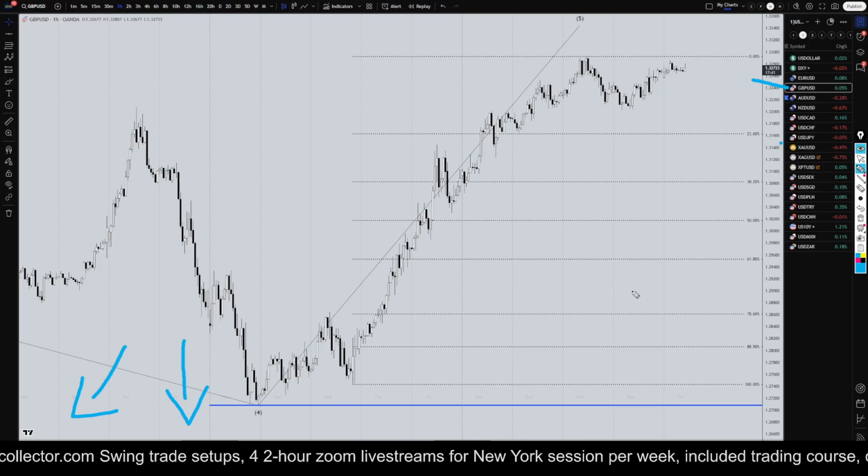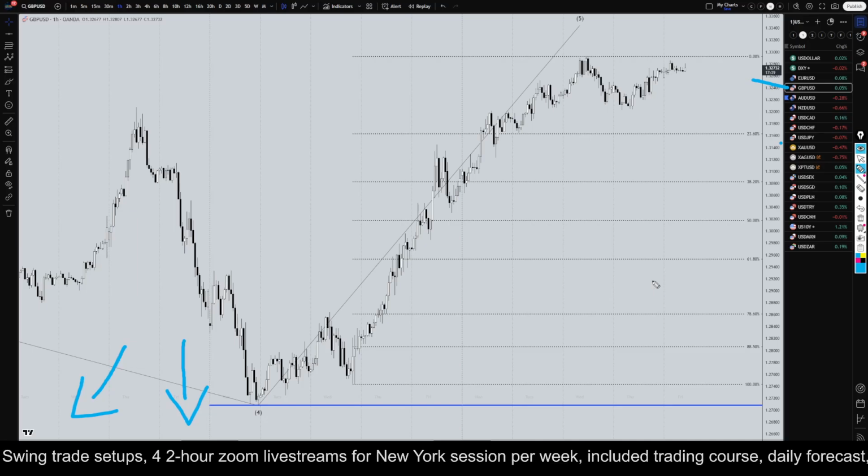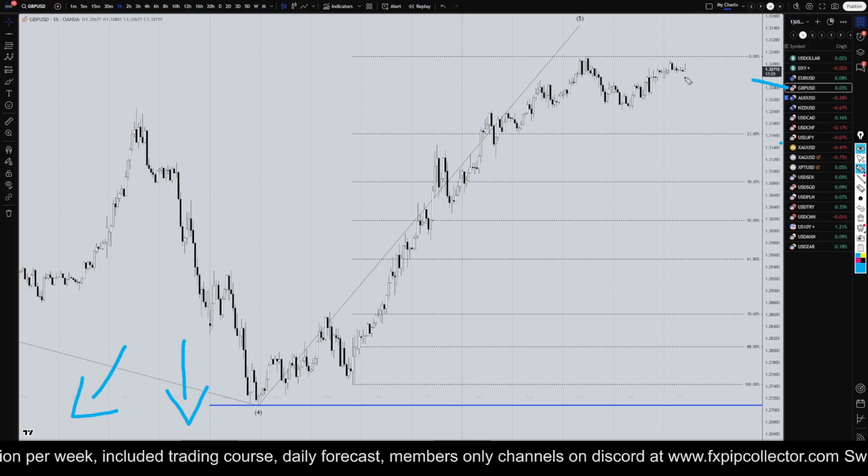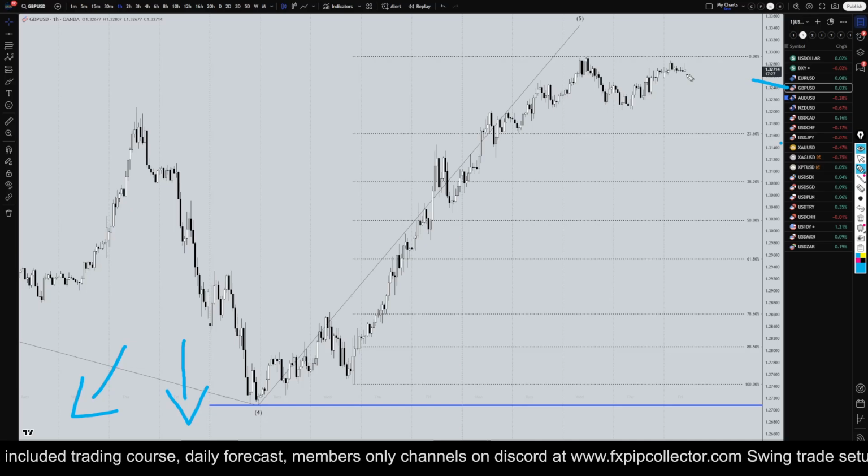So, anyways, today is Good Friday, which is a bank holiday for most people, but it is not a bank holiday for America. So, during the New York session, we definitely could see a little bit of volume in the market. But be very, very careful. Most of the time, bank holidays can be pretty slow.